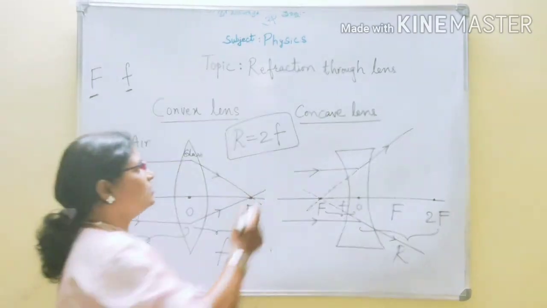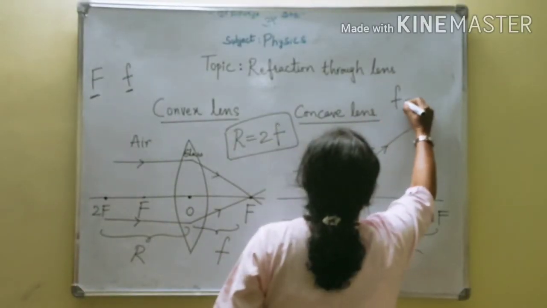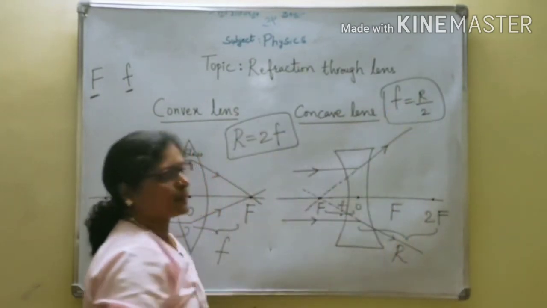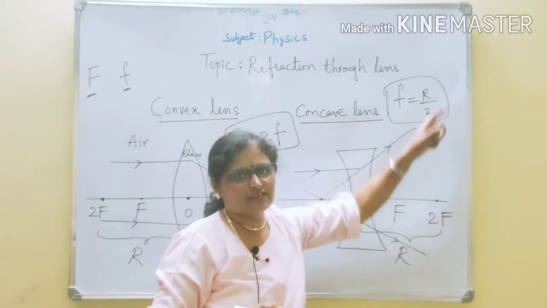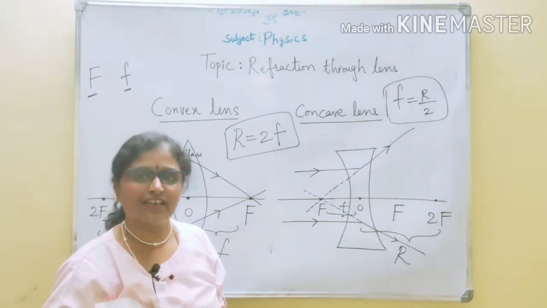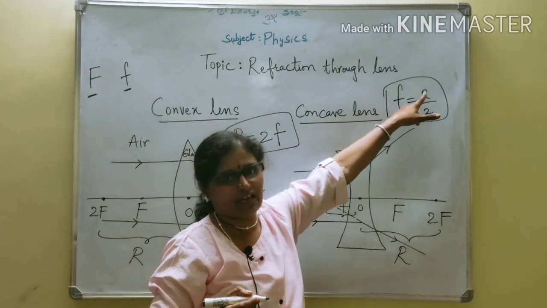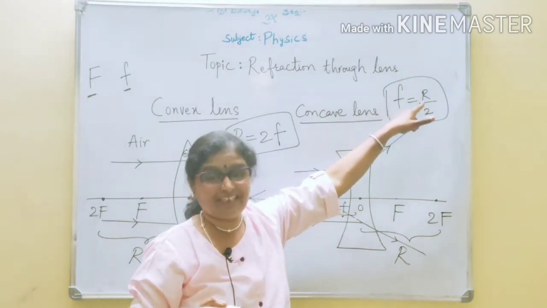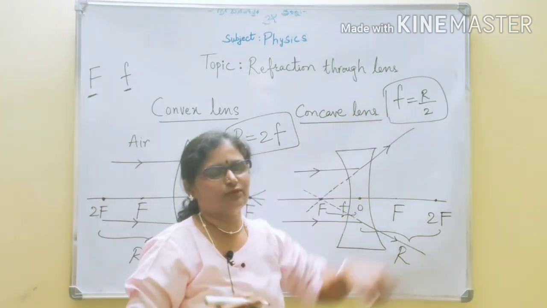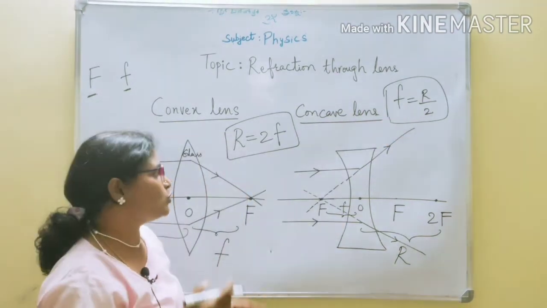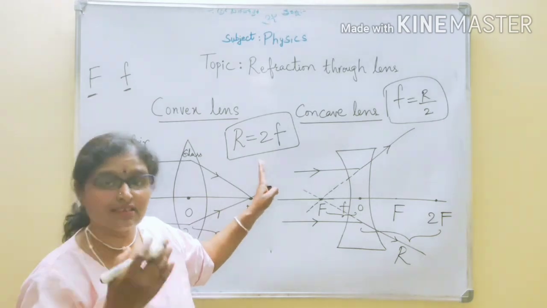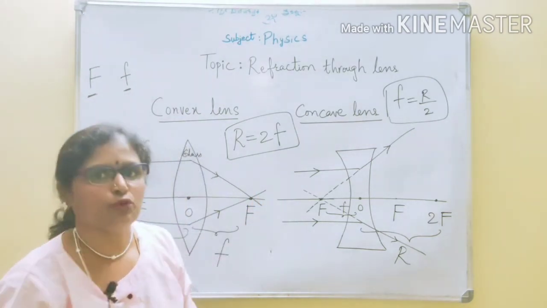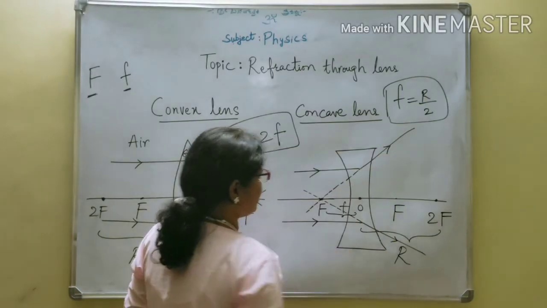So similarly, we can also calculate the focal length. f is equal to R by 2. When radius is given, we can calculate the focal length. For example, the radius of curvature is given as 30 centimeters. Then we can calculate the focal length by substituting the value in this formula. 30 divided by 2, that is equal to 15 centimeters. So the focal length of the lens will be equal to 15 centimeters. So this is how we can calculate either the focal length or the radius of curvature. Depending on what values are given, you can apply this formula.